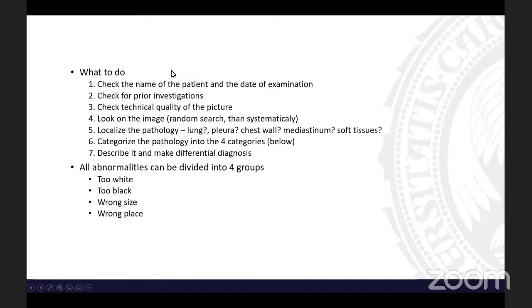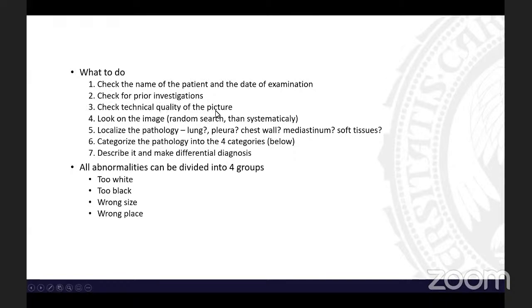So whenever I see an X-ray, I always start with the name of the patient and the date of examination. This is really important because sometimes you open an old examination and that's not nice. The second thing is that we look for prior investigations, like prior X-rays. Usually the patients have more X-rays than this one, so even if the patient came with something new and we do X-rays because of that, we usually check older X-rays because some things can change over time, and it definitely changes our differential diagnosis. Some things can get bigger, smaller, and so on. So always look for prior X-rays that we can use to compare.